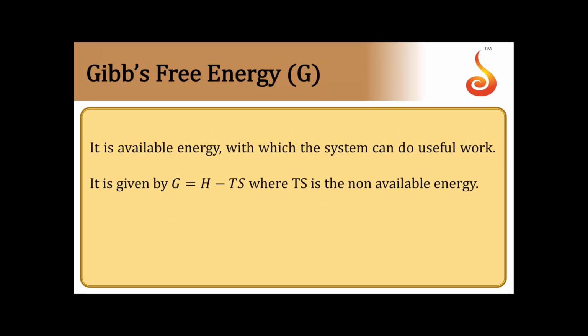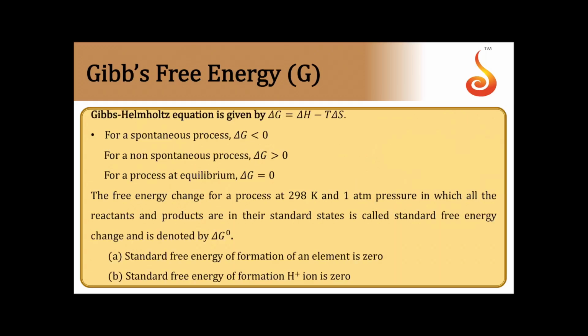Then comes Gibbs energy, or Gibbs free energy. It is the available energy with which a system can do useful work. G is given by H minus TS, where T into S is non-available energy. So finally the energy available, H minus TS, is called Gibbs energy, with which we can do useful work.